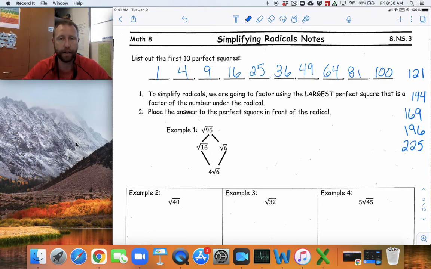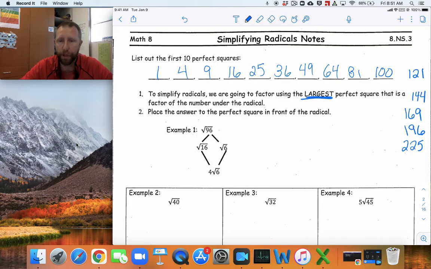And when I say these radicals, I mean these ones where I can't take the square root of the number and get a whole number as my answer. Okay? It says to simplify radicals, we're going to factor using the largest, now it's in capital letters already, but I'm going to underline it to make it stand out even more. The largest perfect square that is a factor of the number under the radical. And when we say a factor of the number under the radical, we mean it can multiply to get the number under the radical. Okay.